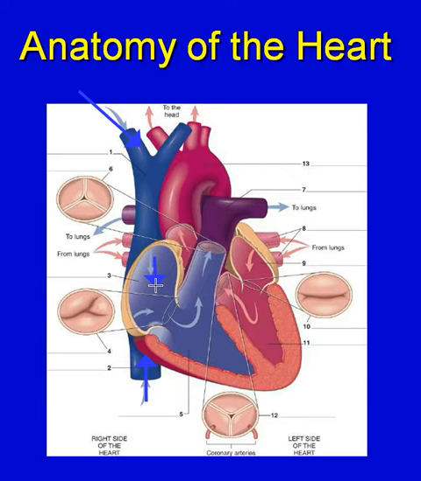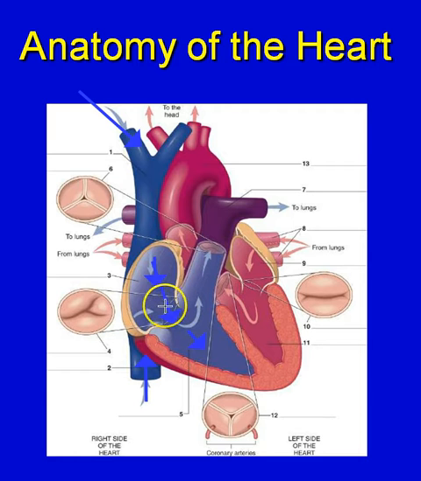The heart has 4 chambers. We have the right atrium, the left atrium, the right ventricle, and the left ventricle. So blood comes from the vena cava into the right atrium of the heart. On contraction, that blood is pushed through a valve into the right ventricle. This valve that it comes through, it's a one-way valve, is called the tricuspid valve.